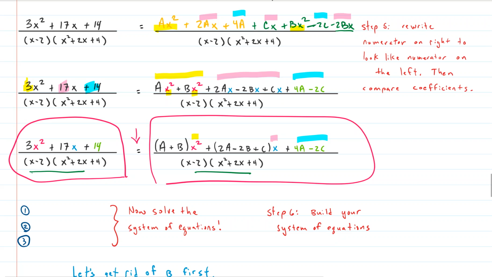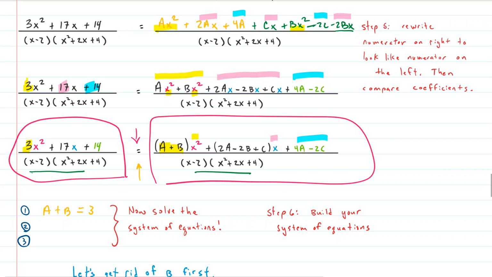What's in front of the x squared term on the left? A 3. What's in front of the x squared term on the right? A plus b. So that gives us our first equation, because we know a plus b has to equal 3, or this equal sign in the middle does not hold.